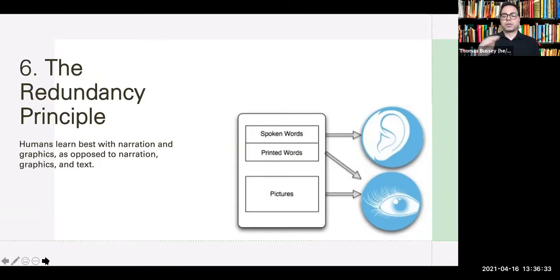Because the printed words are being supplemented by a narration, it's preferred that the narration and the visual be the primary means by which information is being presented. That doesn't mean don't present text, right? It just means simplify where possible. The more visual you can make it and supplement the additional text with narration, the better.